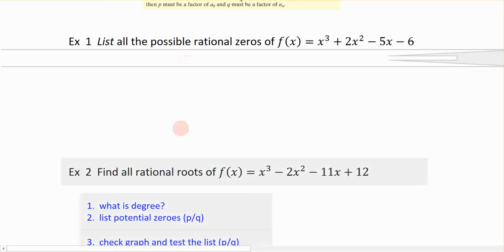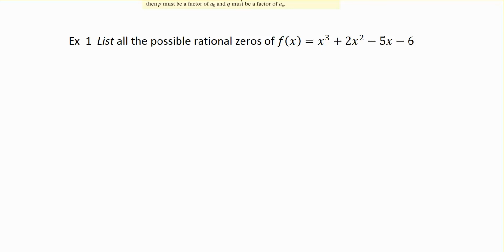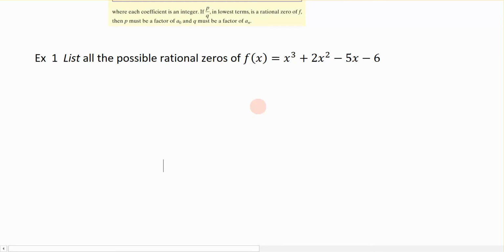So the first one I want to look at, or the one we're going to look at in this video, says I want to list all the possible rational zeros. These are the ones that we can graph physically on a graph. All the rational zeros of the function x cubed plus 2x squared minus 5x minus 6. And we're going to use that rational zero theorem, which tells us that I've got to come up with some strange p over q ratio. Well, what's p and what's q?